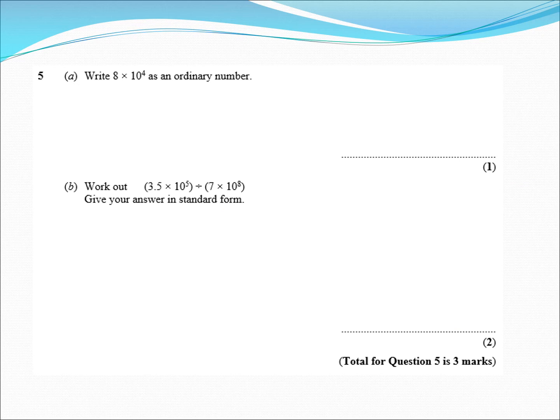Okay, and the next part of the question is asking us, write 8 times 10 to the power 4 as an ordinary number, standard form question. So you can do 8 times 10 to the power of 4 means 10,000, which will give you 80,000. Simple 1-mark question.